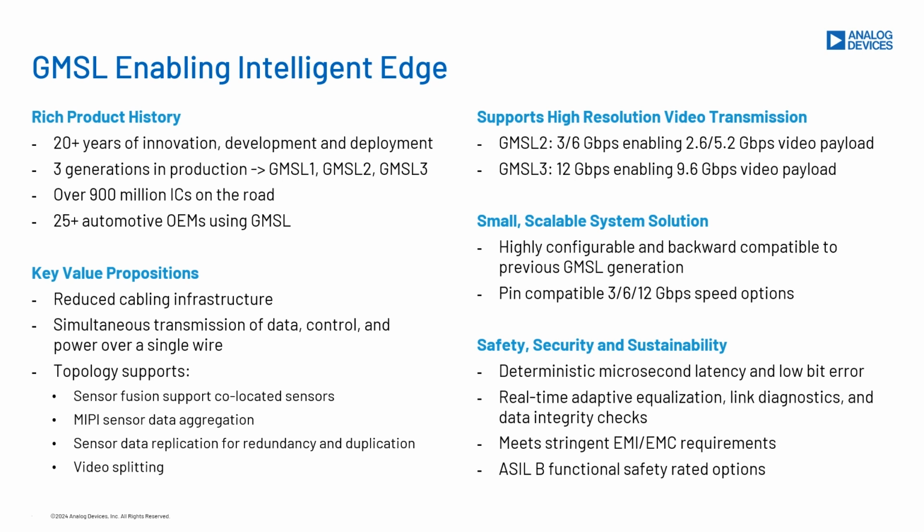When you start your design with GMSL devices, you'll find it's very scalable. Most of our devices are one generation backward compatible, and you can very easily find pin compatible options for 3, 6, and 12 gigabit per second options.